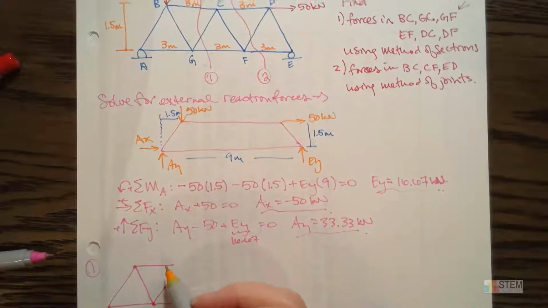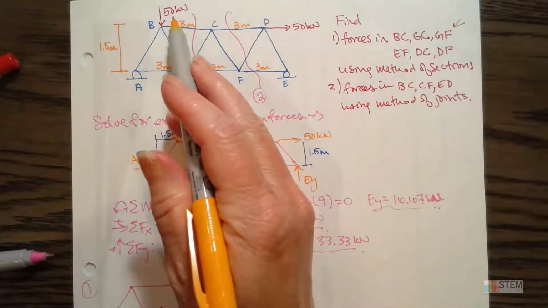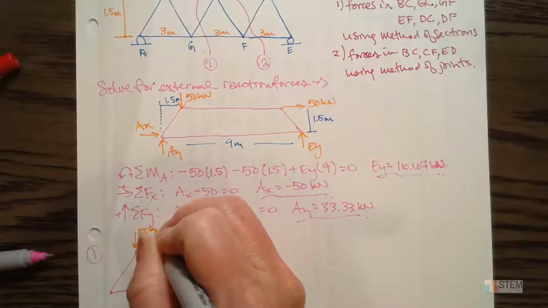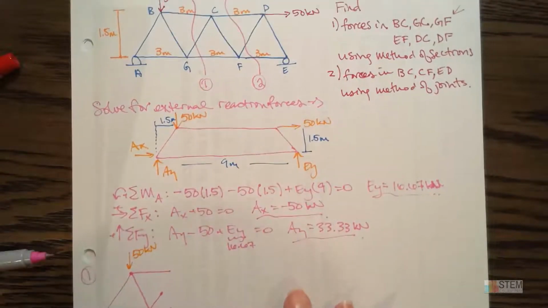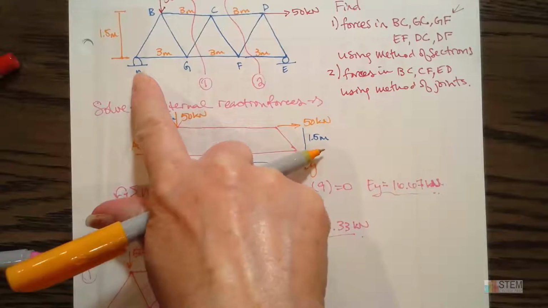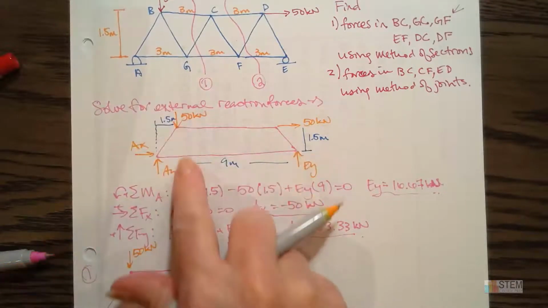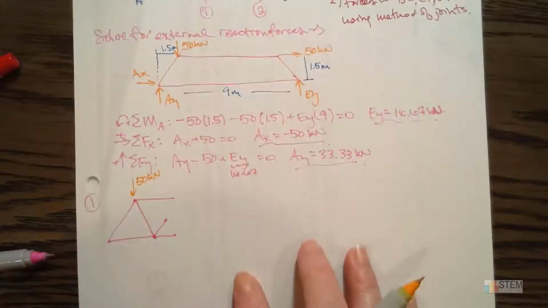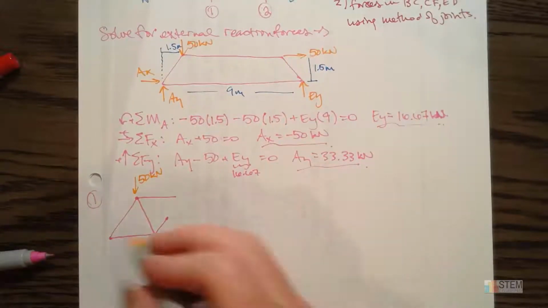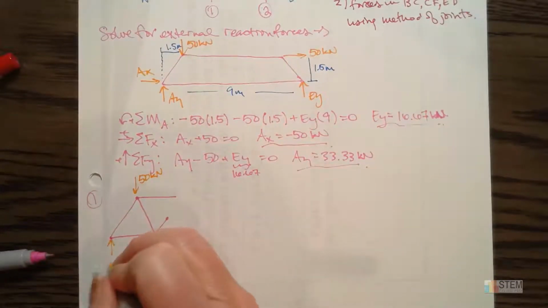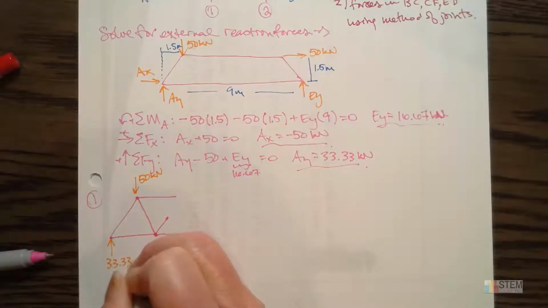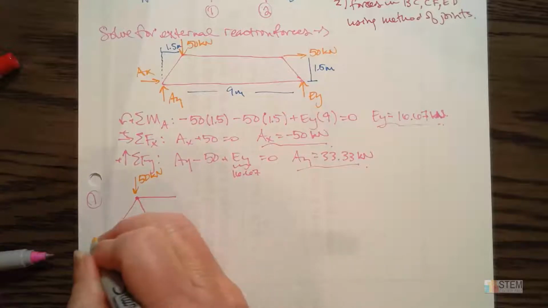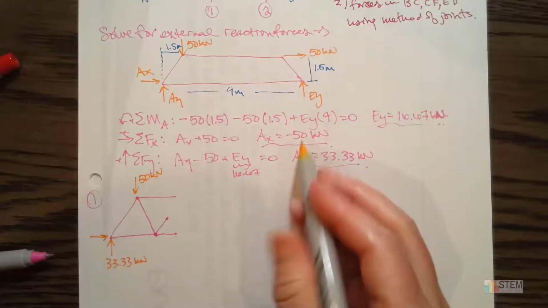Okay, so we've got this 50 kilonewton force. We need to add that on, so that'll go right there. And then we've got our pin at A. So I'm gonna leave the forces at A looking just like this, okay? And I'll use the values that I got here. All right, so AY still going up, so 33.33 kilonewtons. And then AX, I'm still gonna put it to the right, but I'm gonna use -50.